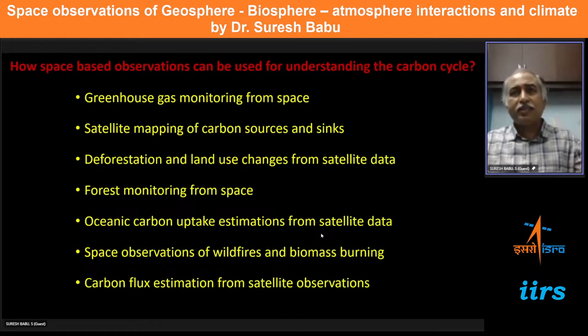satellite mapping of the carbon sources and sinks, then of course the deforestation and land use changes from the satellite data, forest monitoring from space, then oceanic carbon uptake and estimation from satellite data, space observation of wildfires and biomass burning, then carbon flux estimation from satellite observations. Combining all these efforts, we can have space-based observation to understand the carbon cycle. So at present, there are a few space missions.